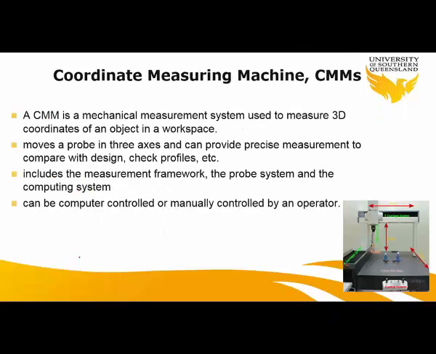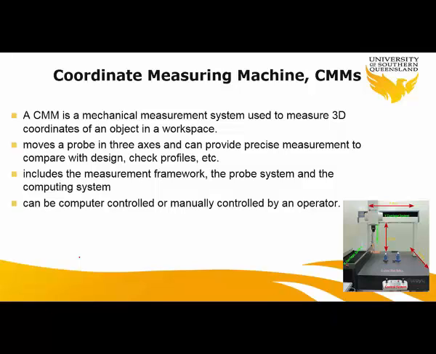Let's start with the coordinate measuring machine, or CMMs. What is a CMM? It is a mechanical machine, obviously, that can provide you the 3D coordinates of points on your small or large scale machinery. And I'm going through different types of that.